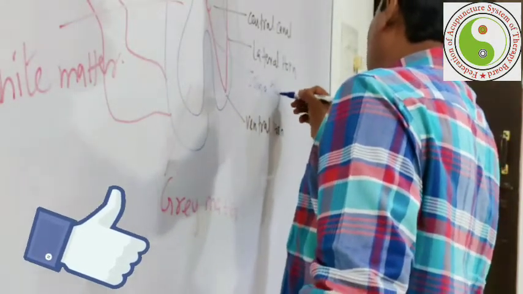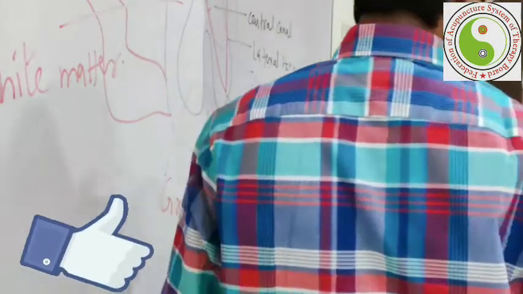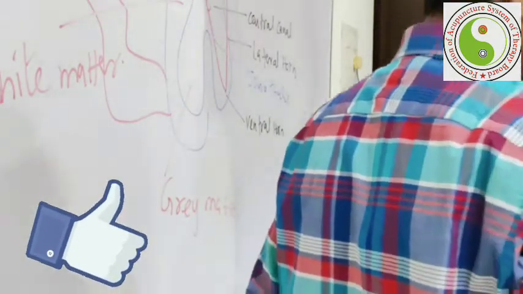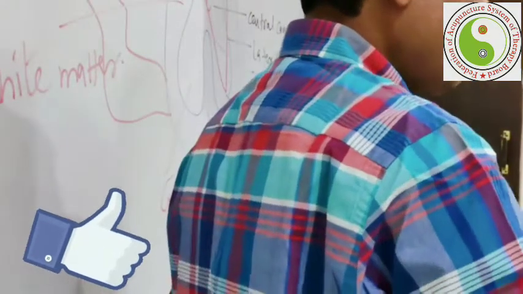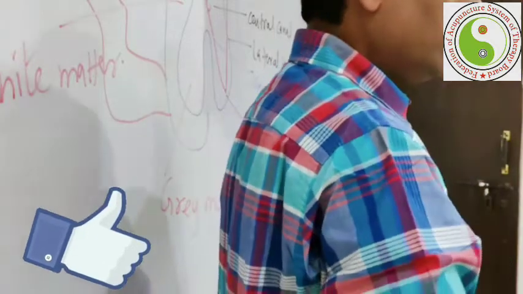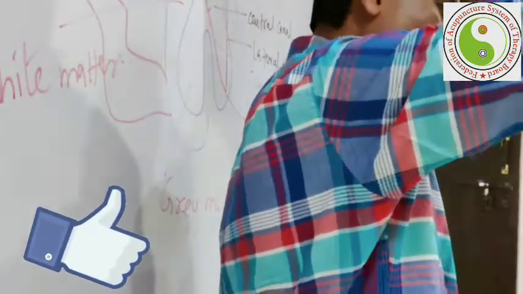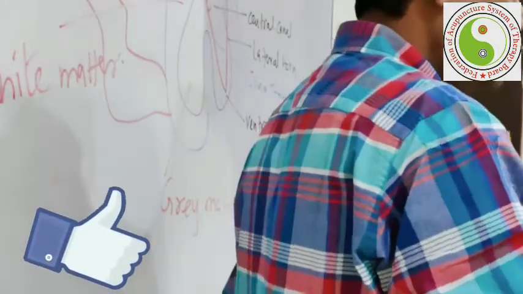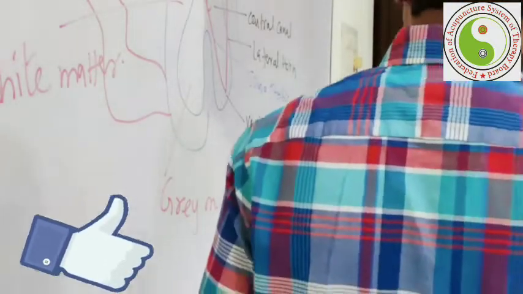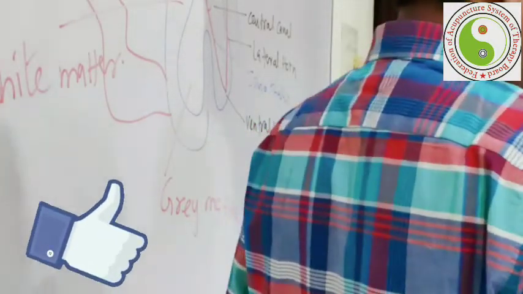The spinothalamic tract. What is spinothalamic? The name itself gives you information. Spino means from the spinal cord, then thalamic, it goes to the thalamus. That's the reason we call it the spinothalamic tract. This is the fastest tract in our body.